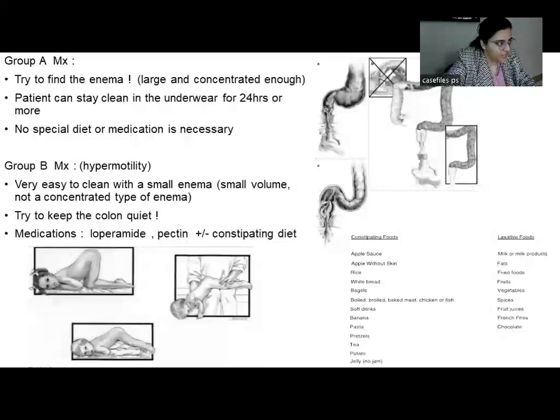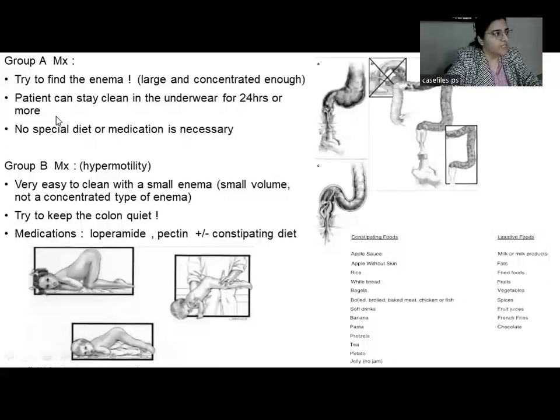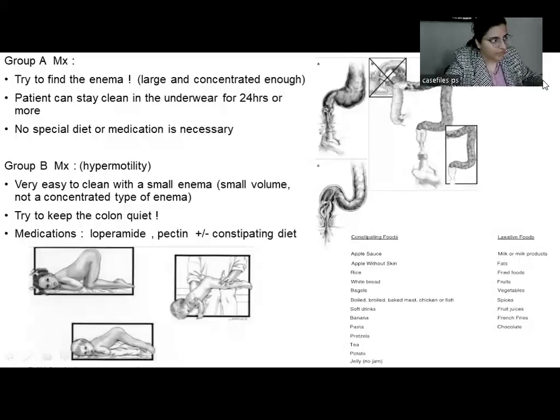So how would we manage these patients now? In group A patients, in which hypomotility of colon has been identified, we will try to find the appropriate enema for this patient. This enema has to be large and concentrated enough so as to evacuate the colon appropriately. The aim is to make sure that the patient stays clean for the next 24 hours or even more if possible. No special diet or medication is necessary for these patients. And if we can just evacuate the colon appropriately, these patients will be relieved. Also, it's important to ensure that the enema application is being done correctly. Correct position of the enema is required, and also it has to be ensured that when the parents are giving the enema, the enema tube is not leaking, or the enema is not being given anti-gravity, because then the whole content will come out.